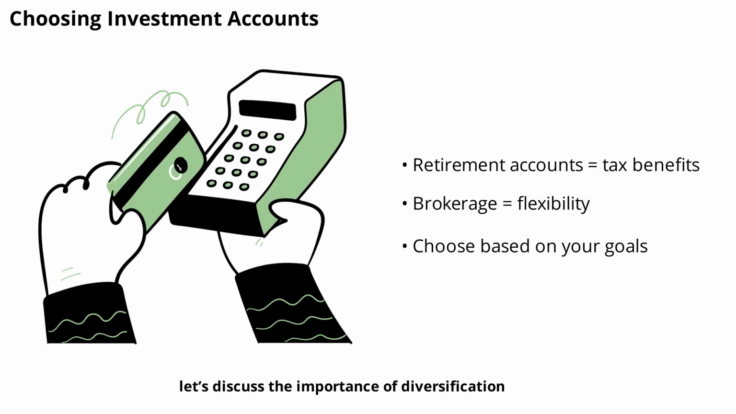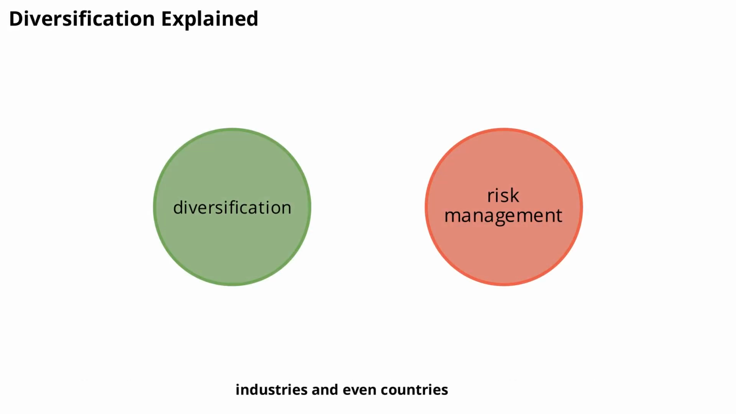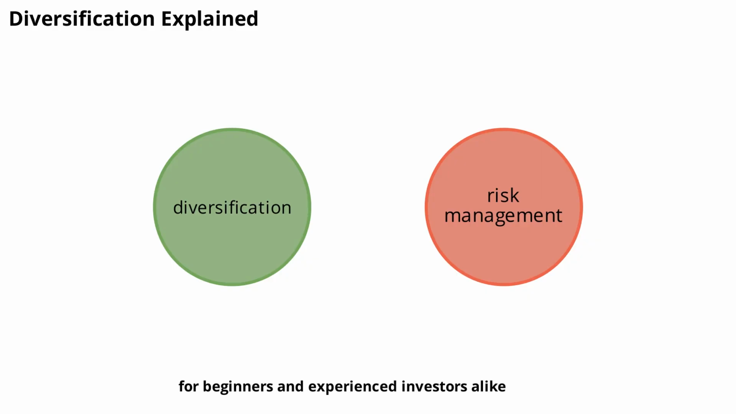Next, let's discuss the importance of diversification. Diversification means spreading your investments across different assets, industries, and even countries. This reduces the risk that any one investment will hurt your overall portfolio. For example, if you only invest in tech stocks and that sector struggles, your portfolio could take a big hit. But if you also own bonds, cash, and stocks from other industries, you're better protected. Diversification is a key principle for beginners and experienced investors alike.